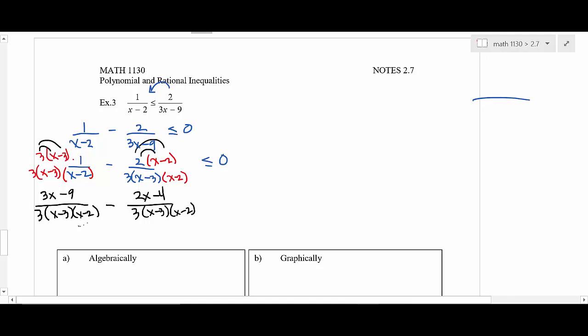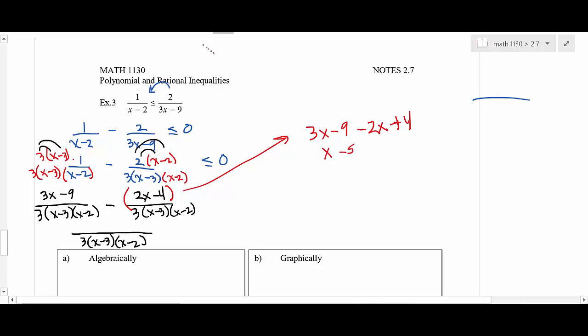So you want to be kind of careful about this. Of course your common denominator is 3 times x minus 3 times x minus 2. Now if you put together this numerator, you've got to be really careful. What you're really doing is 3x minus 9 minus 2x plus 4. That minus sign is subtracting both things, and a lot of times I see students slip up on that. You're subtracting both the 2x and the 4, so you'd end up getting x minus 5 in your numerator like that.